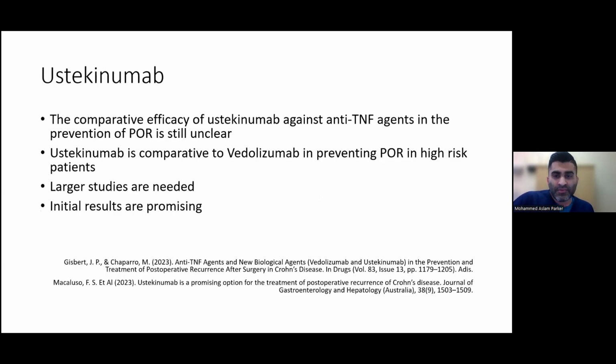Then ustekinumab also has been researched in terms of post-op recurrence. The comparative efficacy of ustekinumab against anti-TNF agents in the prevention of post-op recurrence is still unclear. However, ustekinumab is comparable to vedolizumab in preventing post-op recurrence in high-risk patients. Larger studies are needed, but the initial results of this drug are also quite promising.